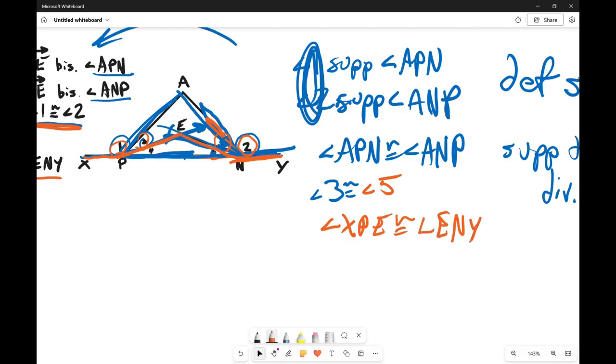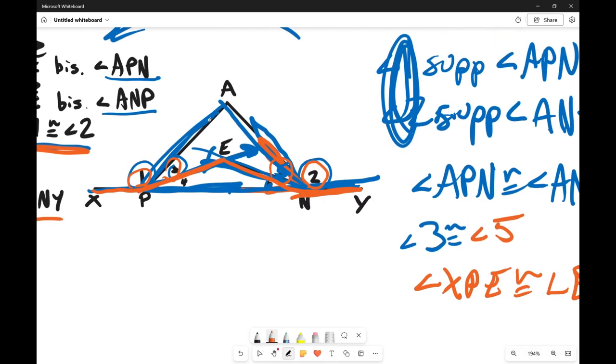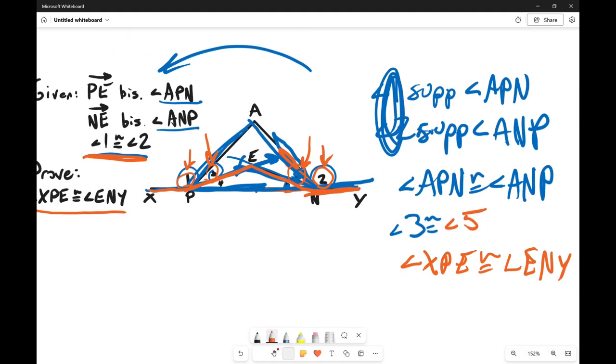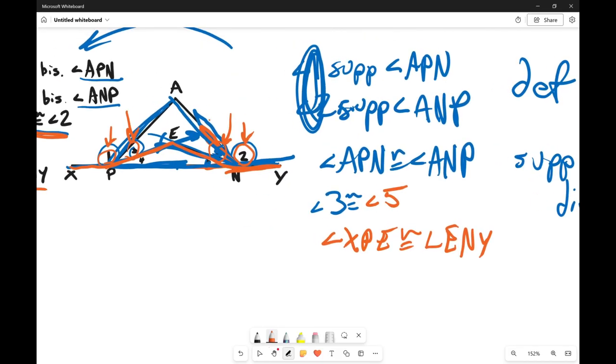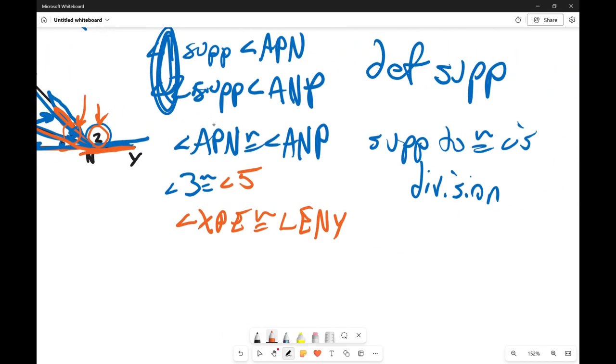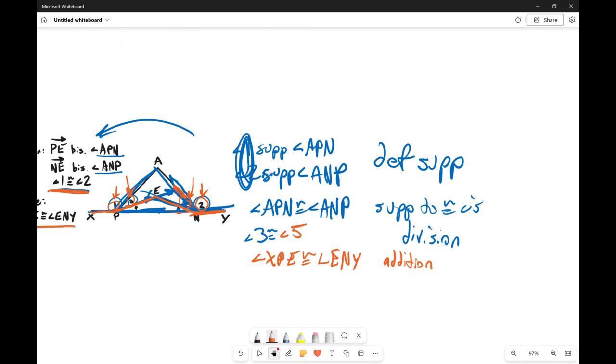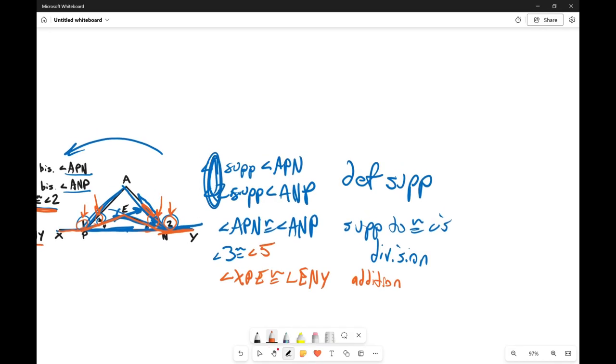So why exactly can we do that? Because if these are congruent, and if these are congruent, and we just add them together, then that means the whole big angle is congruent. So you're going from 2 small angles to a big angle, and that would be addition. And that was all of it. So a 6-step proof. The first one was assume, and of course given. So these are the 6 steps of this proof.